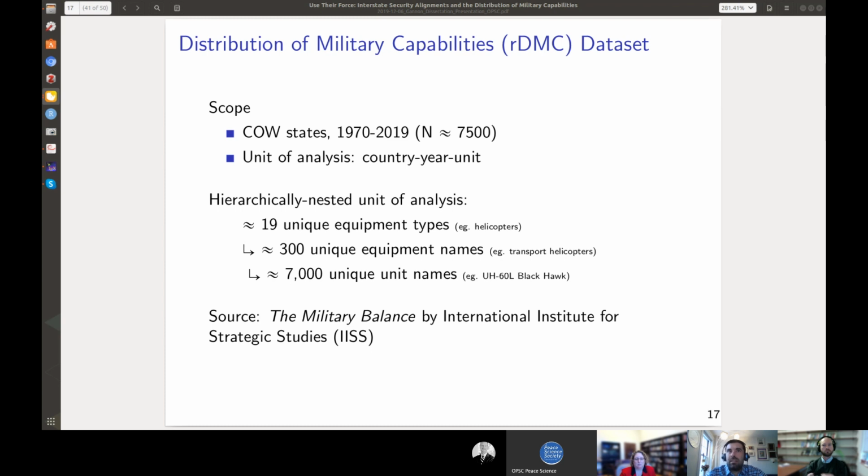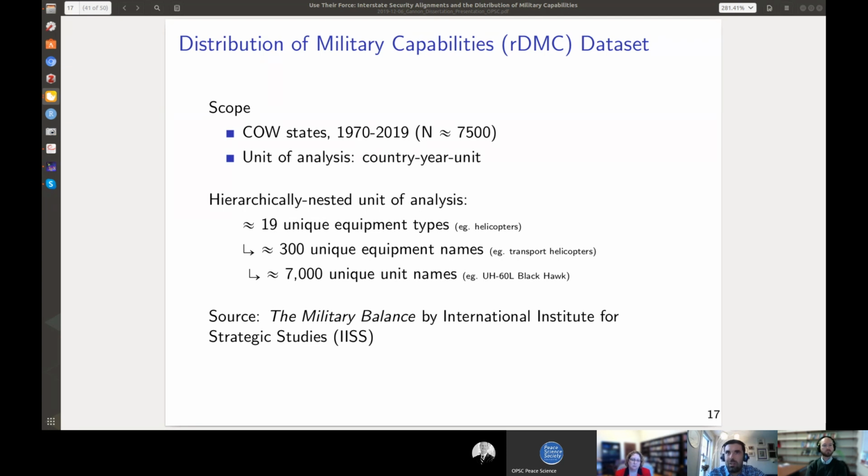Now, the data is hierarchically nested, which means that we have 19 different equipment types, like a helicopter. Within that, we have 300 different equipment names, like a transport type of helicopter. And within that, we have 7,000 unique unit names, which is the Black Hawk is a type of transport helicopter that is a type of helicopter. And so the counts we have at the unit level using data from the military balance reports that are published by the International Institute for Strategic Studies, or IISS.